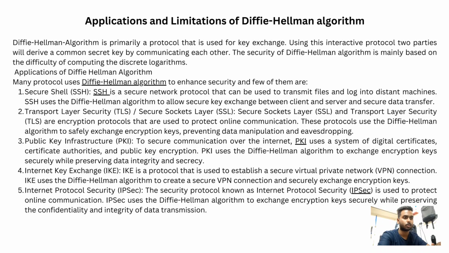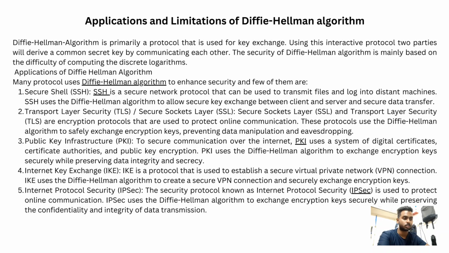Applications of the Diffie-Hellman algorithm. Many protocols use the Diffie-Hellman algorithm to enhance security, and a few of them are Secure Shell, SSH. SSH is a secure network protocol that can be used to transmit files and log into distinct machines. SSH uses the Diffie-Hellman algorithm to allow secret key exchange between the client and server and secure data transfer. Next one is TLS, Transport Layer Security, which follows SSL, the Secure Sockets Layer, encryption protocols that are used to protect online communications. These protocols use the Diffie-Hellman algorithm to safely exchange encryption keys, preventing data manipulation and eavesdropping also.